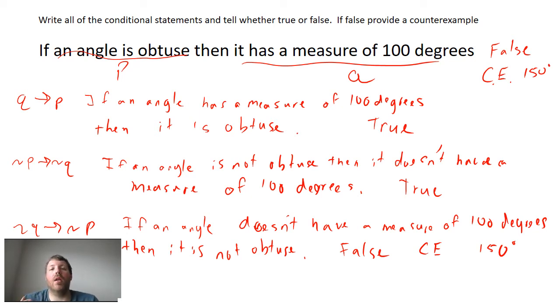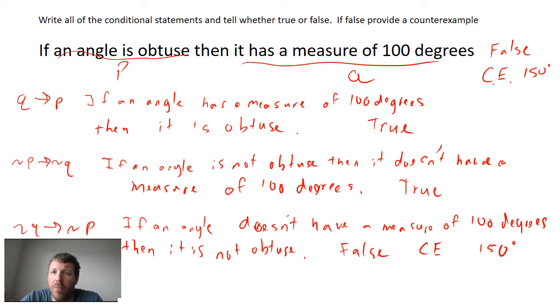So every time we're trying to prove these things wrong or true, we're looking at the conclusion and we're saying, okay, does this happen all the time? Because if it doesn't happen all the time, then it can't be true, right? There's a time when it doesn't occur, so that makes it false. So you have to think about that.